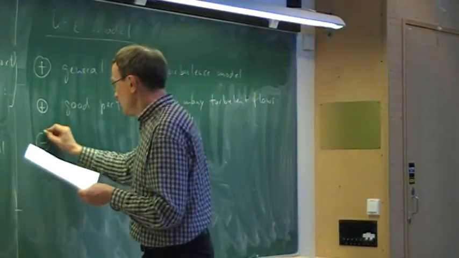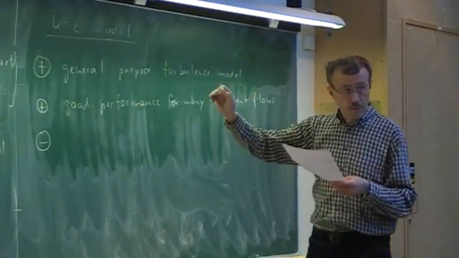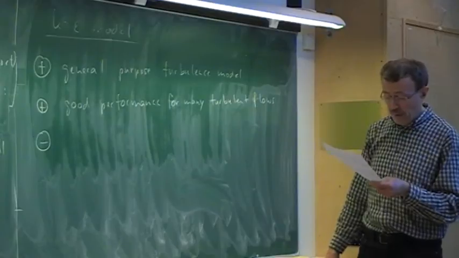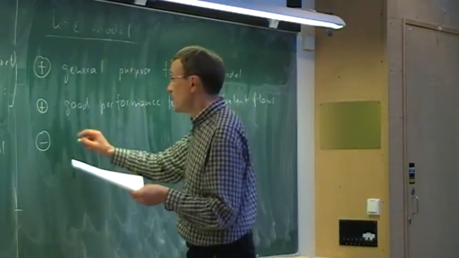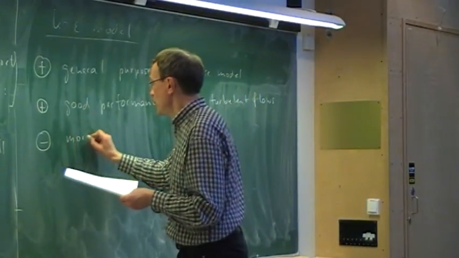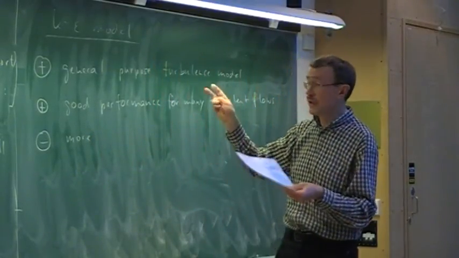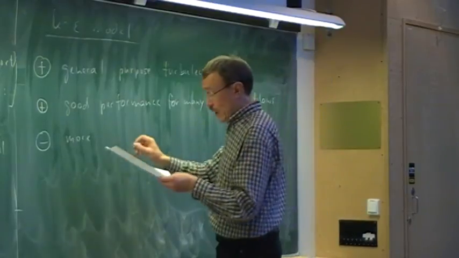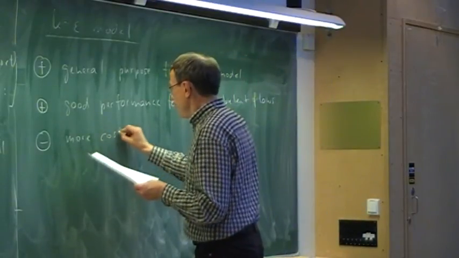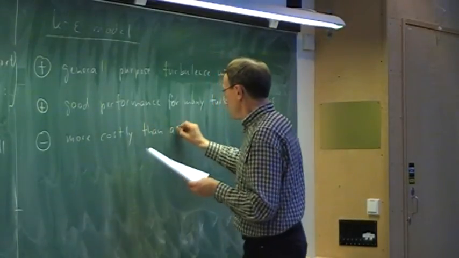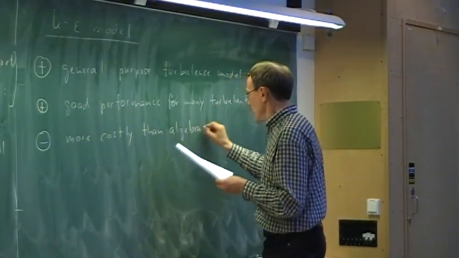The disadvantage is, if we compare it now with the simplest turbulence model that we'll discuss in the end, algebraic models, this one is more costly because we have to solve two additional transport equations for k and epsilon or for k and omega. So it's more costly than algebraic turbulence models.